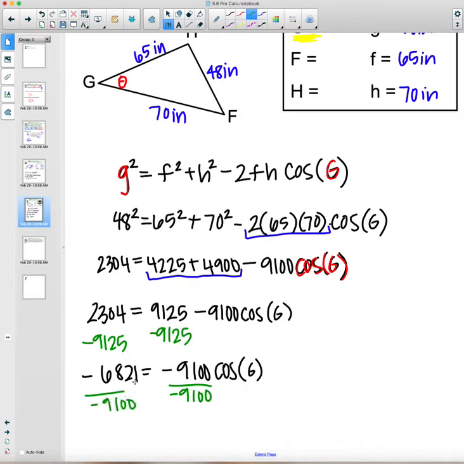And then you'll get 6821 divided by 9,100. So the negatives cancel out, so you get 0.74956 dot dot dot in your calculator equals cosine of G.